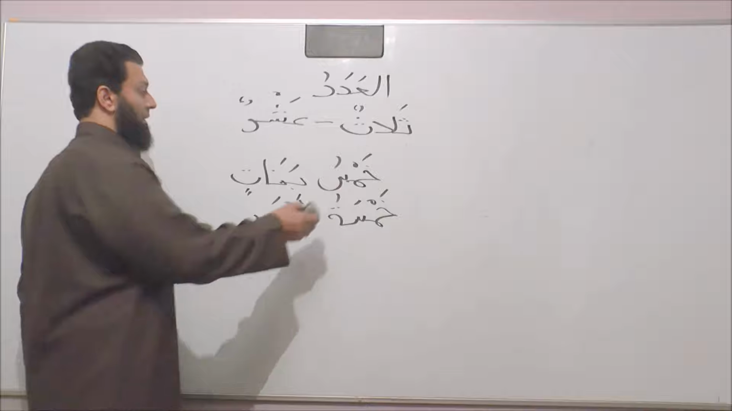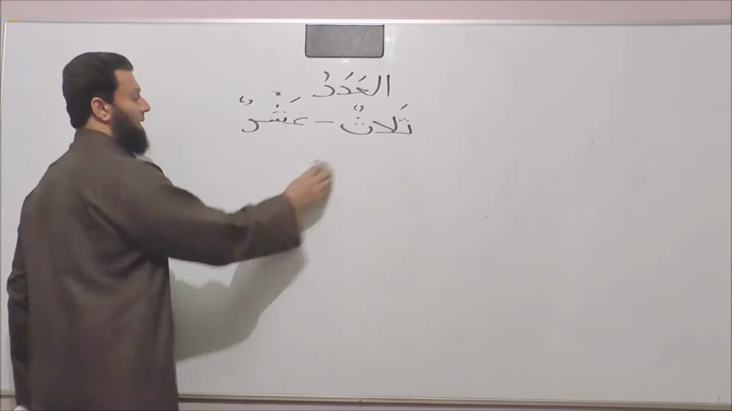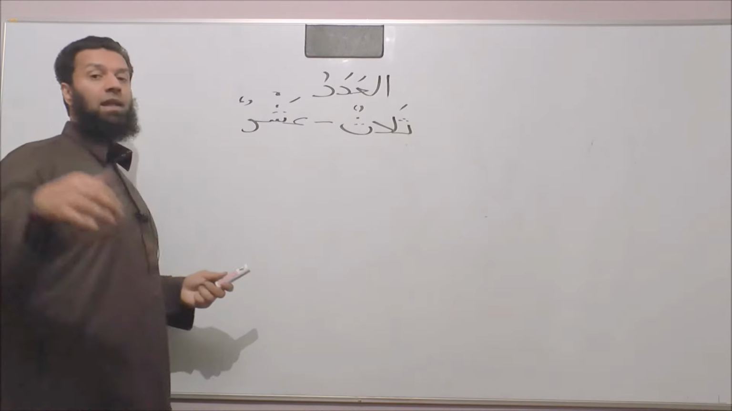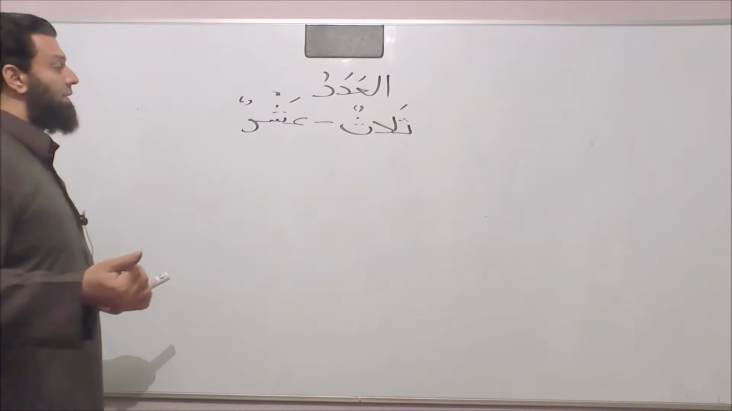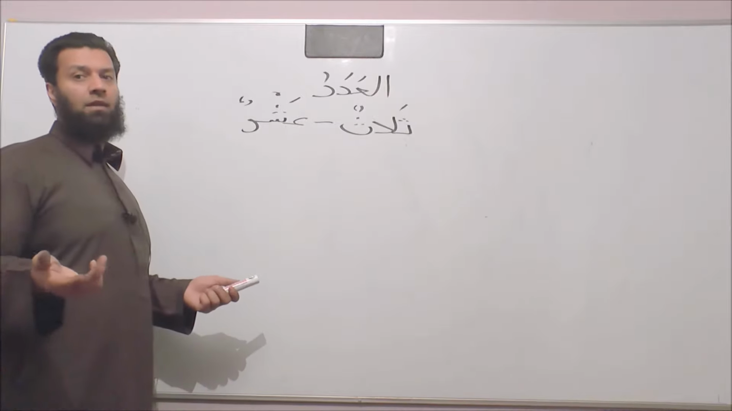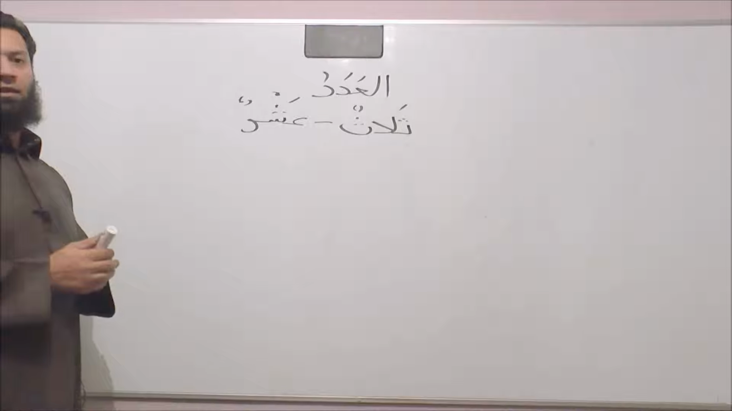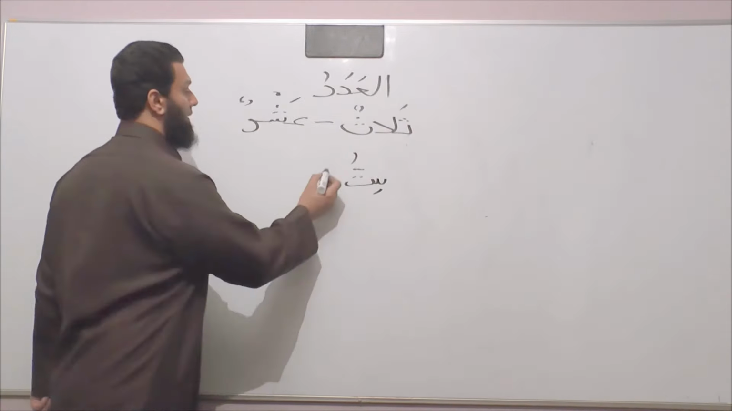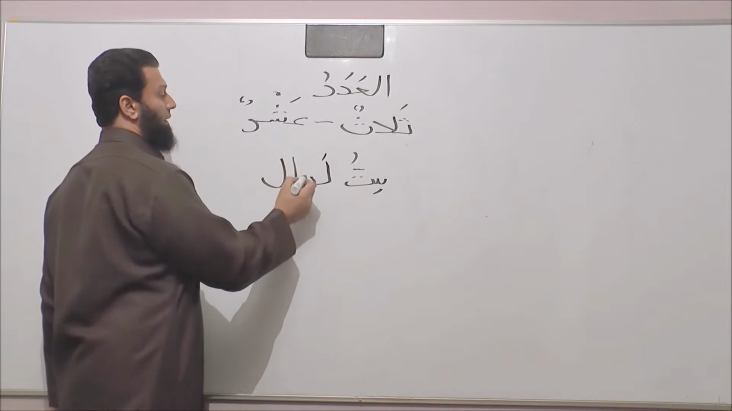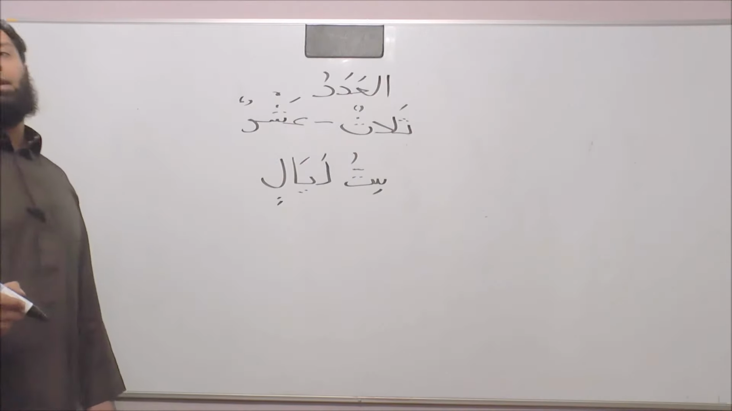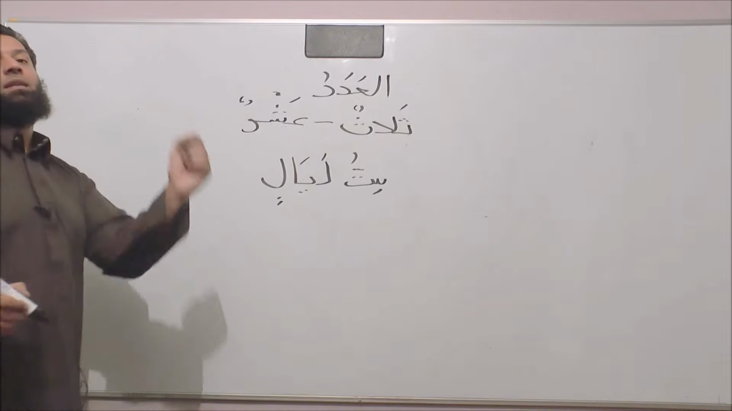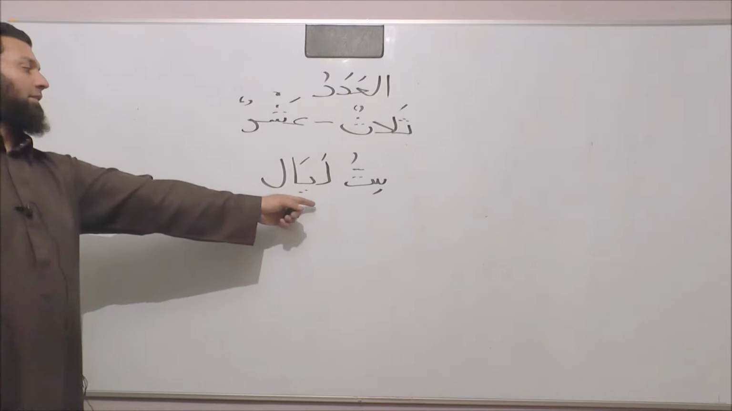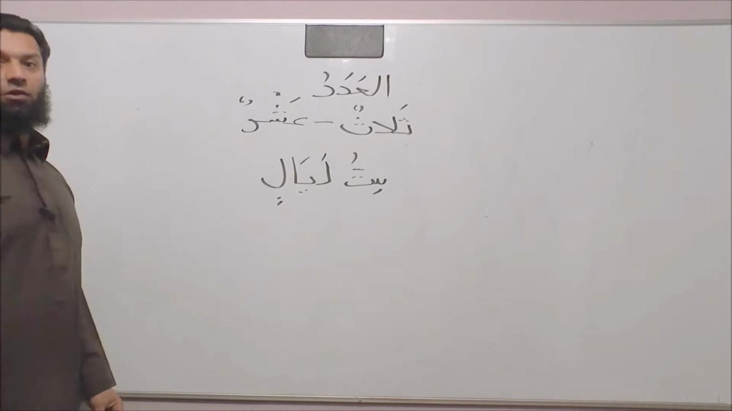Then we have 6. Six nights. Laylatun is female. Female night, so it'll be a male 6. Sittu. Sittu layalin. Is that nights plural? Yes. Sittu layalin. Is it the male, the check? Yeah. Because layalin is female. Laylatun is a single night.